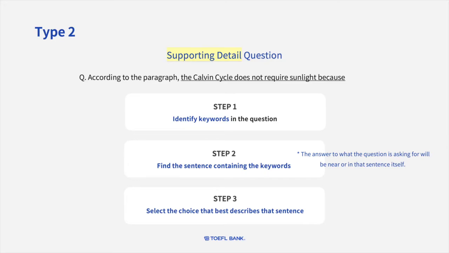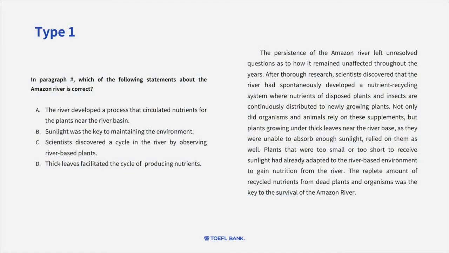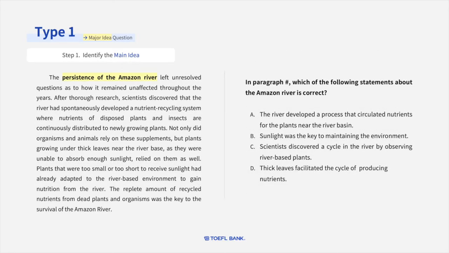Here's a sample question that we'll be solving together, but first, pause the video and solve the question. According to the beginning of the paragraph, the main idea is persistence of the Amazon River. The first sentence of the paragraph reads, "The persistence of the Amazon River left unresolved questions."